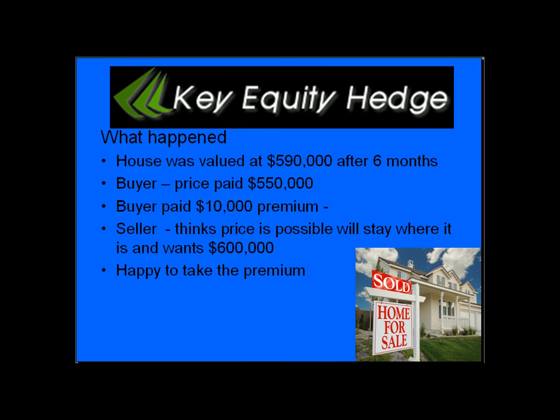So let's have a look at what happened. The house was valued at $590,000 after 6 months, meaning that the buyer locks in $550,000, so there's already $40,000 worth of profit. He paid away $10,000, so we take that off the potential profit, which gives him $30,000 of profit. The seller's pretty unhappy because he was wrong about where the price of the market was going to be after 6 months, but he's pocketed the $10,000 premium plus the $50,000 in capital appreciation.